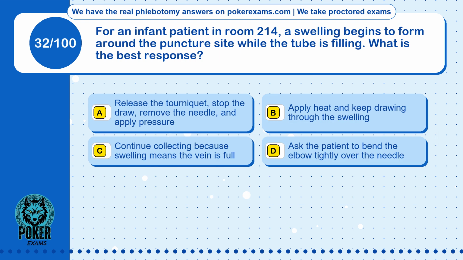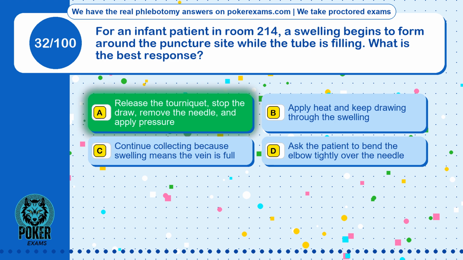Question 32. For an infant patient in room 214, a swelling begins to form around the puncture site while the tube is filling. What is the best response? Option A. Release the tourniquet, stop the draw, remove the needle, and apply pressure. Option B. Apply heat and keep drawing through the swelling. Option C. Continue collecting because swelling means the vein is full. Option D. Ask the patient to bend the elbow tightly over the needle.